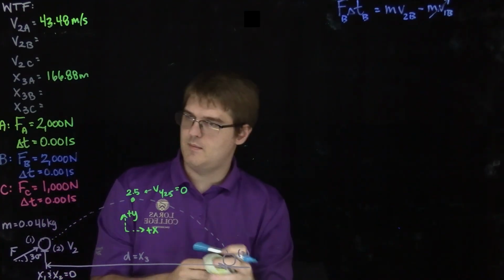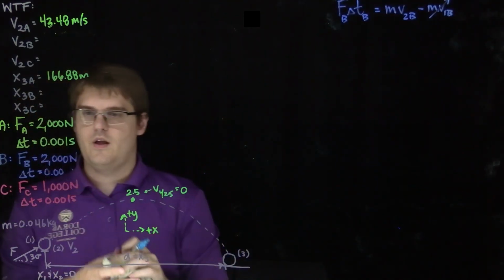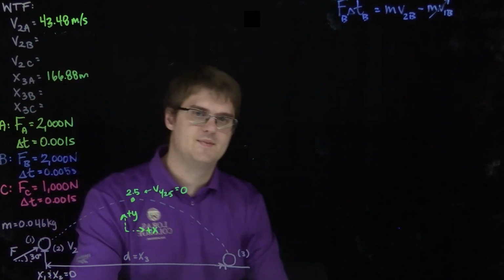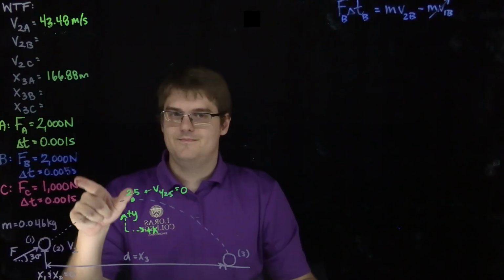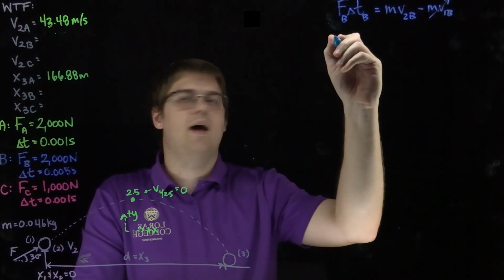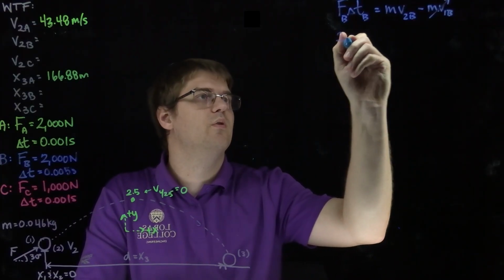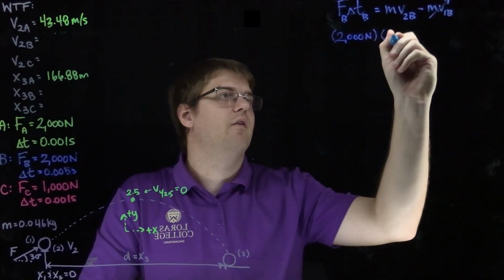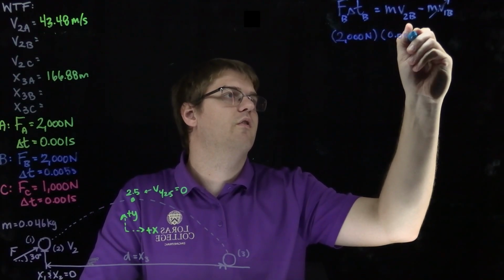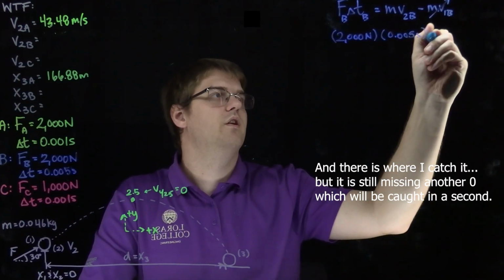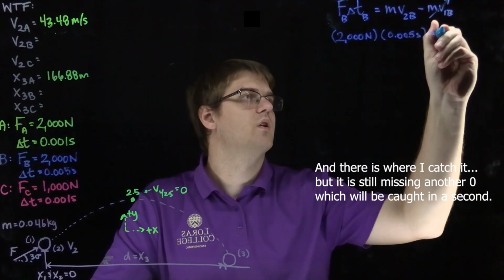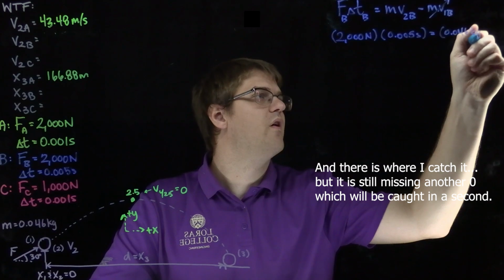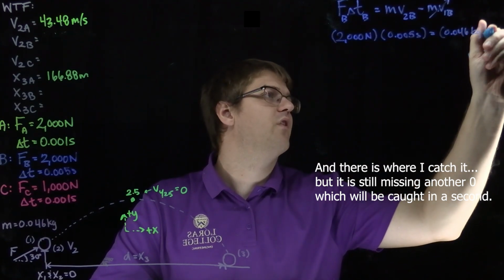Okay, I made a mistake. Everything was the same there. 5 milliseconds. So there we go. 5 milliseconds, we have 2,000 newtons for a total of 0.005 seconds is going to be equal to 0.046 kilograms times my velocity.